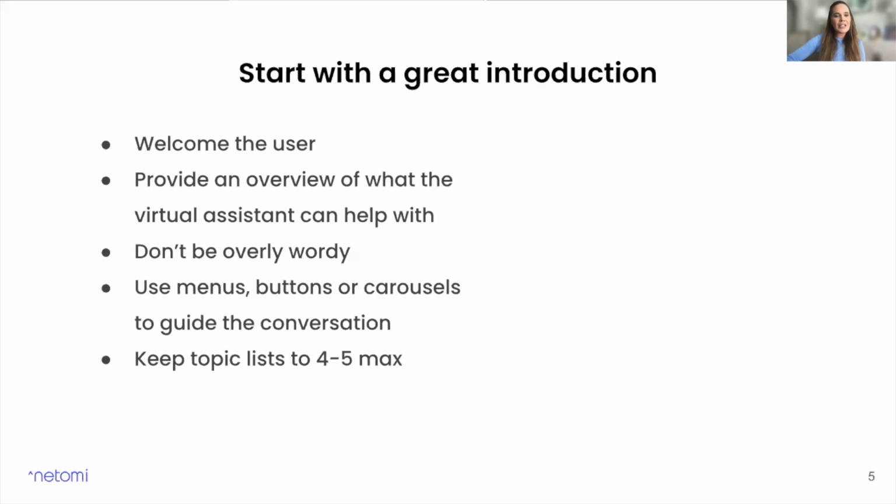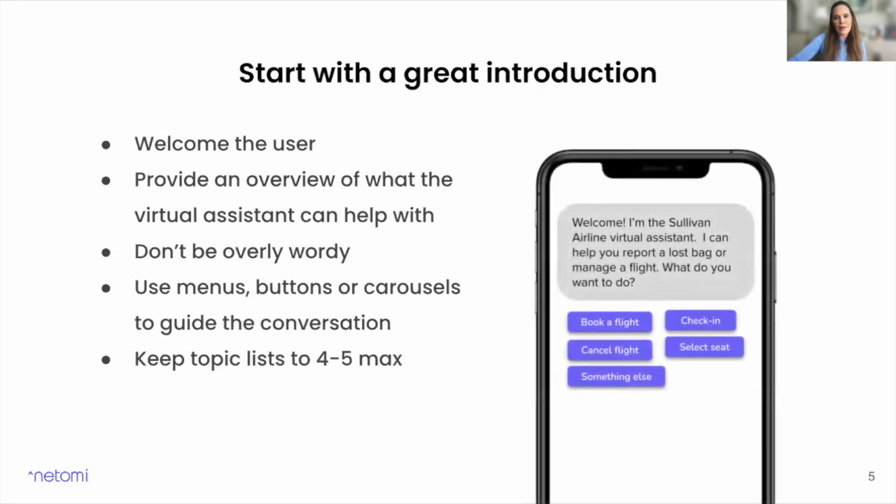We also can use UX tools like menus, buttons, and carousels to help guide the conversation forward. But we want to keep list options to 4 or 5. We can always have a "something else" button, but we also don't want to overload our users with too many options. We can always have subcategories as well.